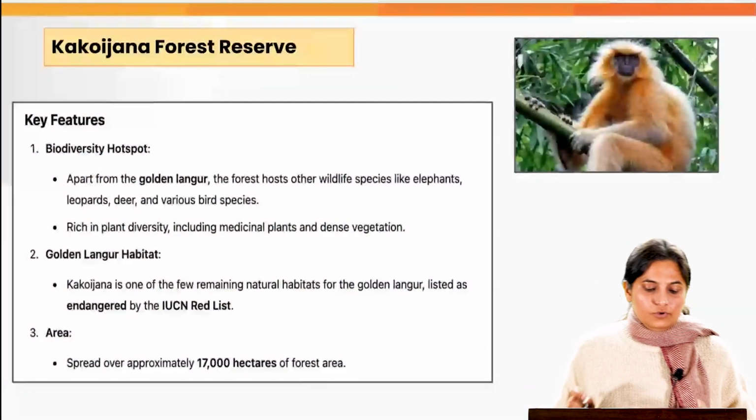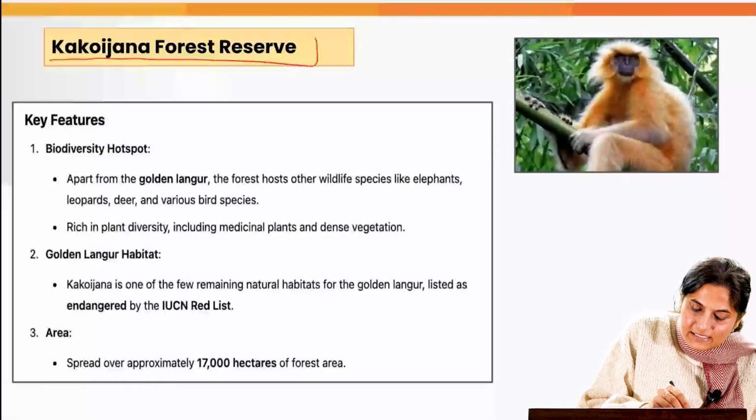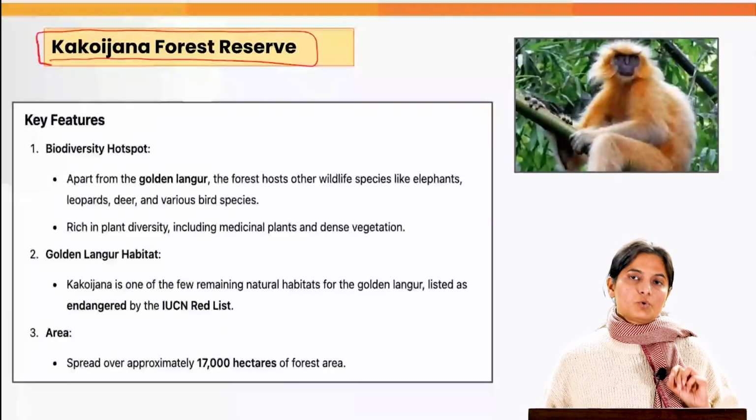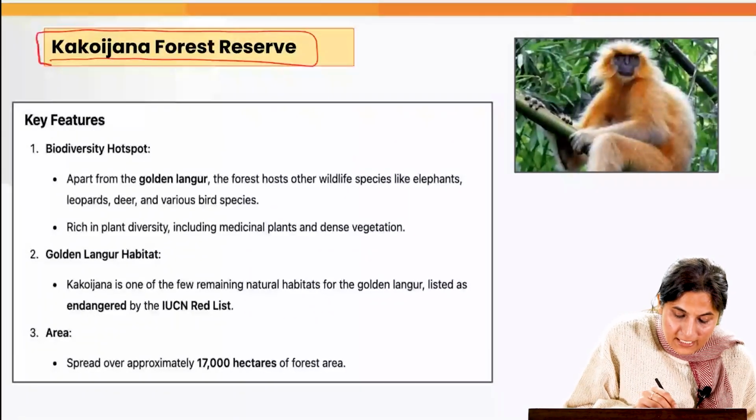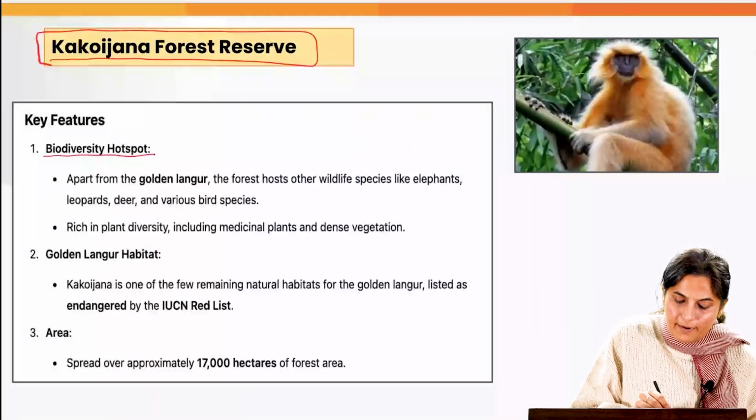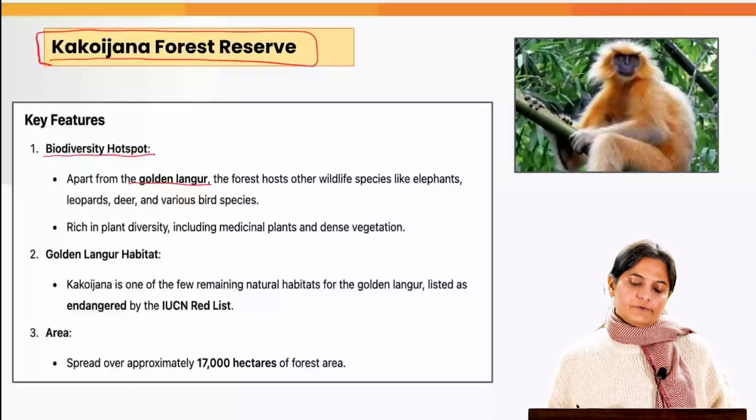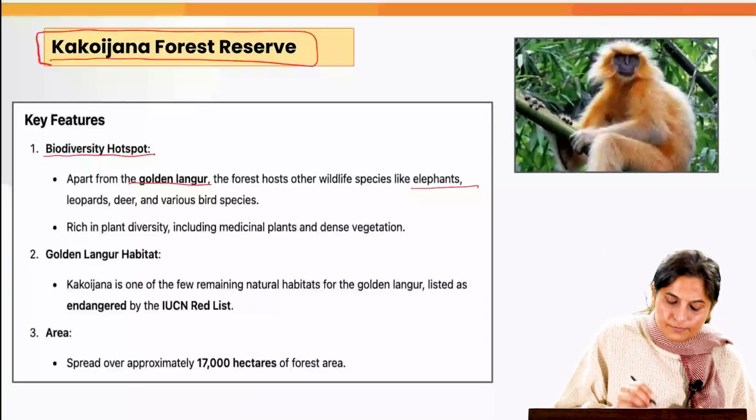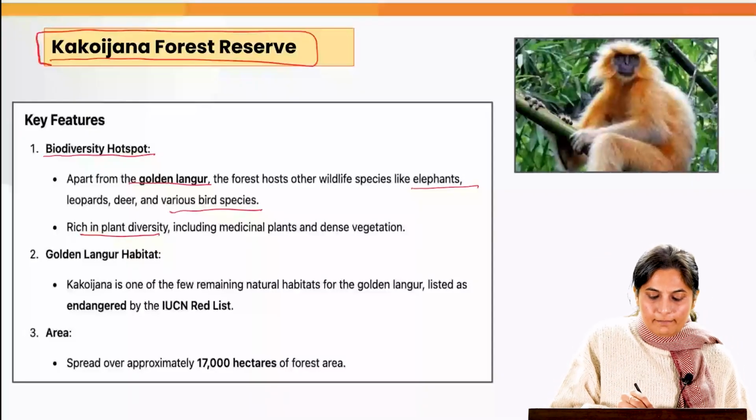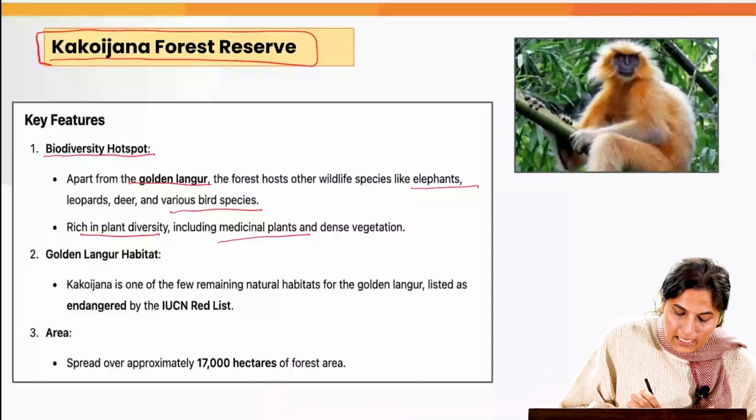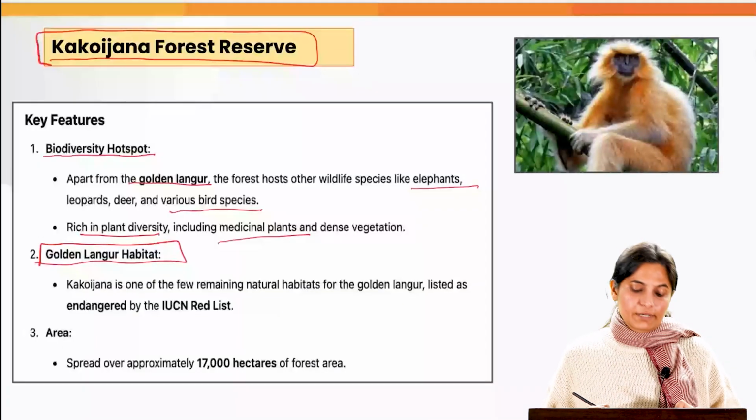So now a few additions to tell you about this. Where is Kakoijana Forest Reserve located? I have already mentioned it is in the district of Bongaigaon in Assam state. In Assam, this is one of the biodiversity hotspots. Apart from the golden langur, for which this reserve is famous, there are also elephants, deer, and various bird species, apart from leopards. It is also rich in plant diversity. It includes medicinal plants and has dense vegetation. And of course, it has golden langur habitat.